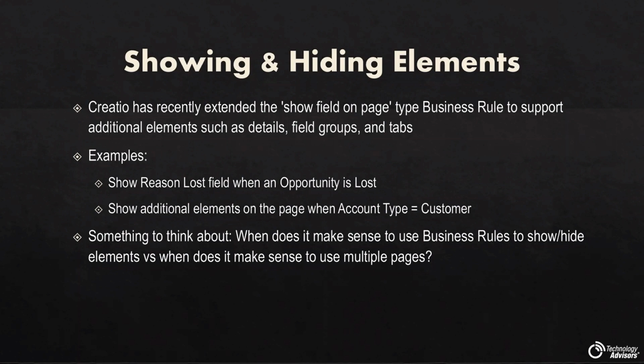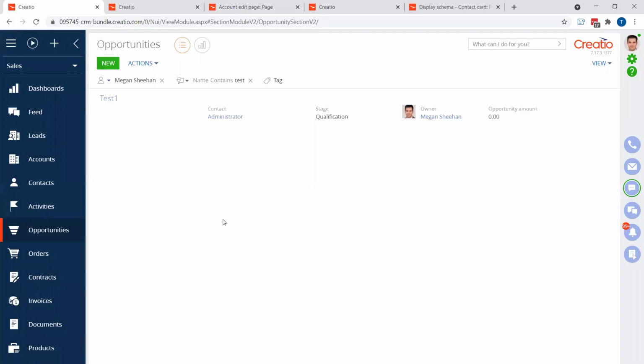The first one is going to be showing a reason lost field when an opportunity changes to being closed lost. And the second example will be showing some additional elements on the page when the account type is customer. So I'm going to go ahead and pull up Creatio here, and we're going to start with that reason lost example.